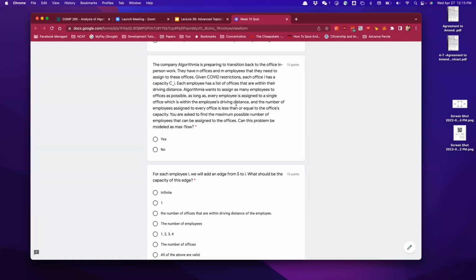We want to assign as many employees to offices as possible, as long as every employee is assigned to a single office. So they can only be assigned to one office. They cannot be assigned to multiple offices. And the office they get assigned to is within their driving distance. And the number of employees assigned to every office is less than or equal to the office's capacity. Can you do this with max flow? I hear a yes. Leander, do you want to describe what the graph you would construct would look like?